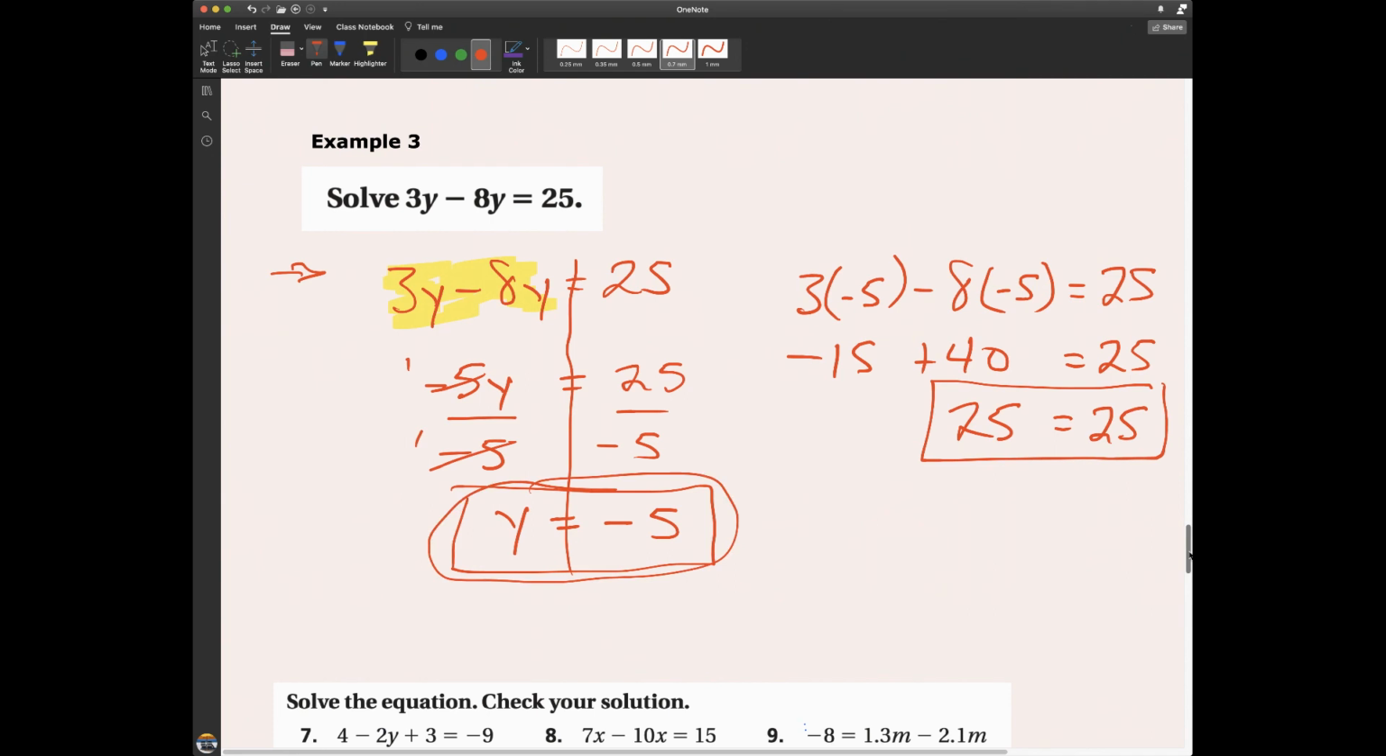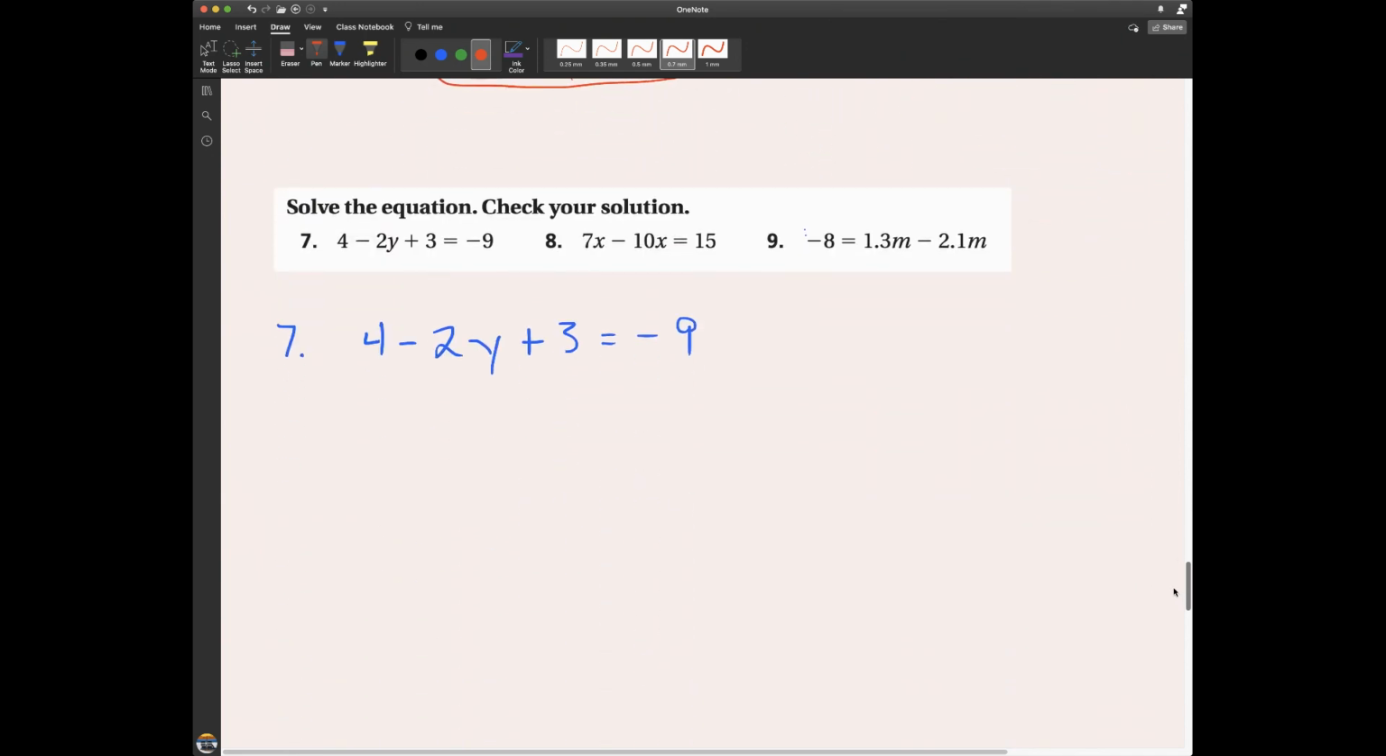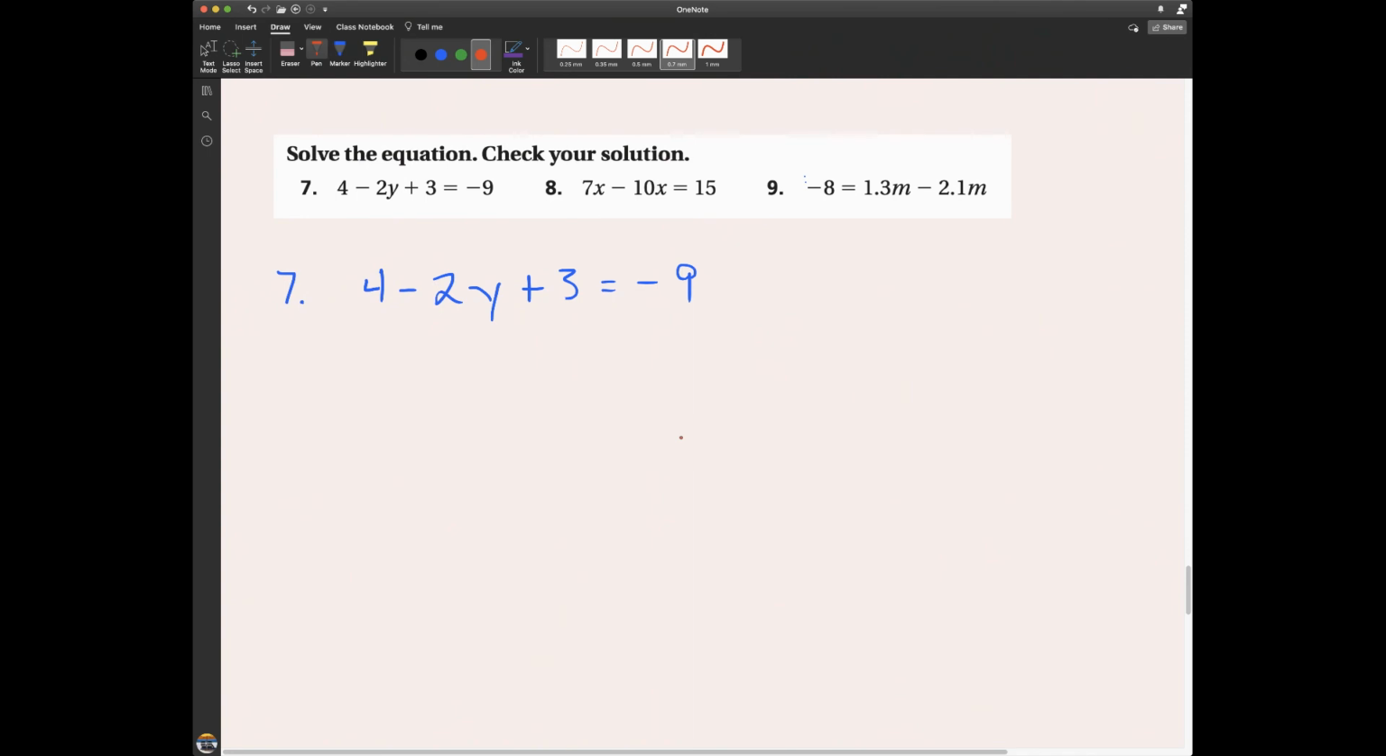All right, so the last part of this video, I know this one's a little bit long, but this is like the meat and potatoes of this whole 7th grade math book, solving equations. So let's go ahead and solve this one. First, on this side of the equation, I see that there are like terms here. So let me combine those. What's 4 plus 3? It's 7 minus 2y equals negative 9.